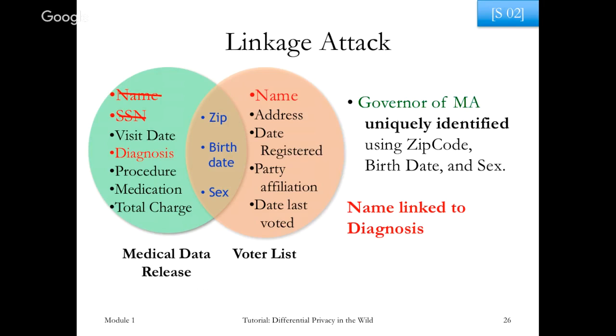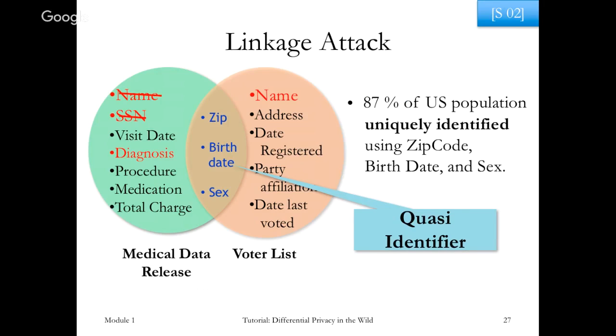It was not only the governor of Massachusetts who could be uniquely identified. It turns out that 87% of the US population could be uniquely identified using the 9-digit zip code, the full birth date, and the gender. Even though this looks like an innocuous combination of attributes, it's almost an identifier, so it's called a quasi-identifier. Since 87% of the US population can be revealed, this is not a good idea. This kind of attack is called a linkage attack.